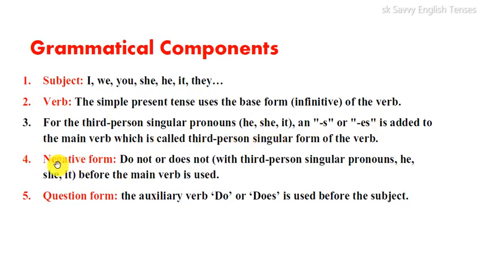Okay, number four is the negative form. Do not or does not, with the third person singular pronouns he, she, it, is used before the main verb. In question form, the auxiliary verb do or does is used before the subject.